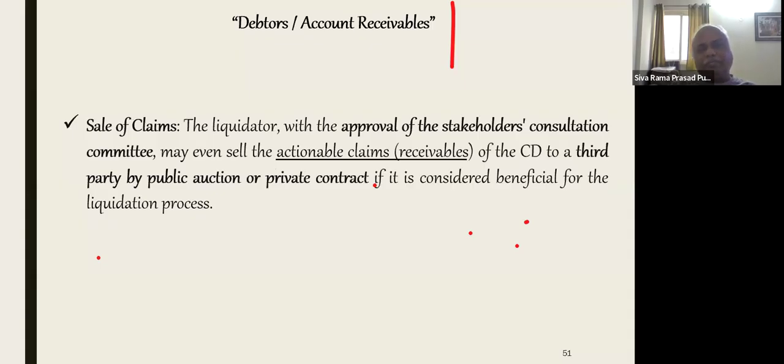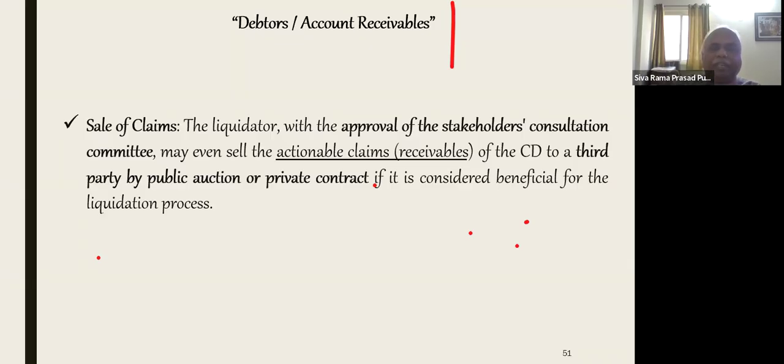Sale of claims. The liquidator, with the approval of the stakeholders' consultation committee, may even sell the actionable claims. Today there is a big market everywhere, whatever the waste. If at all the company's assets are completely damaged, some value will still be there. If there are actionable claims, that is the debtors' data, sell it.